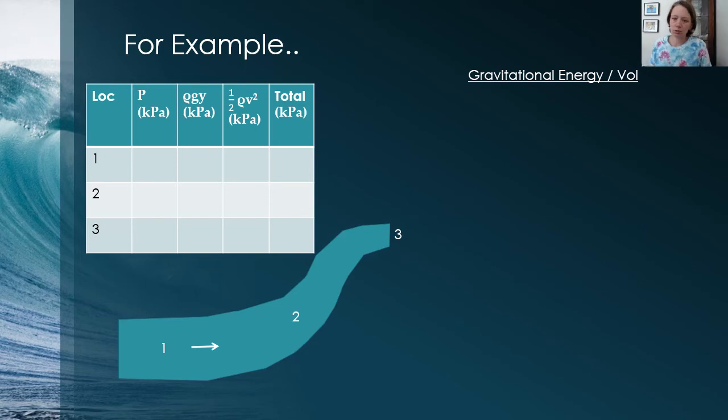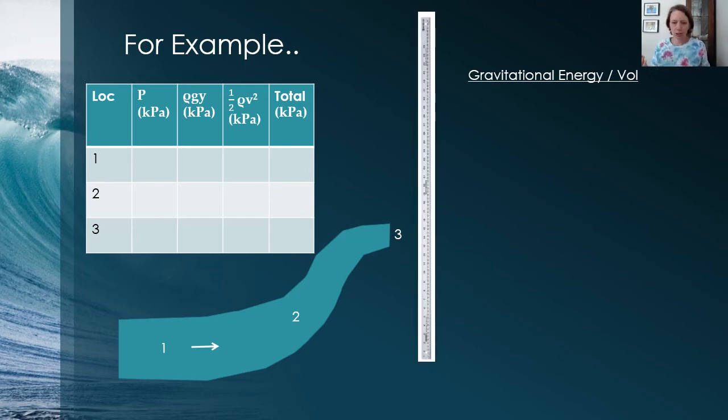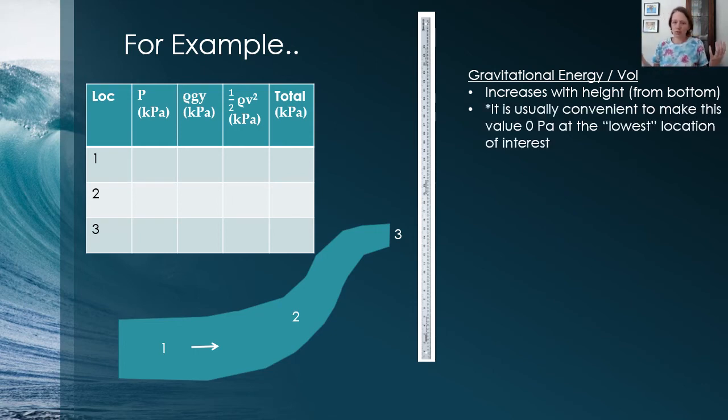And I would probably do the gravitational energy first. Gravitational energy is pretty straightforward because the only tool that you need to measure it is a meter stick. And in general, if you can measure the height change of that fluid, it's pretty straightforward to calculate. Gravitational energy increases with height from the bottom, and the 0 gravitational energy actually really should be at the center of Earth, but that makes life complicated. So you can actually define your 0 gravitational energy anywhere you want. Usually physicists define that at the bottom of whatever system we are interested in, so the lowest location.